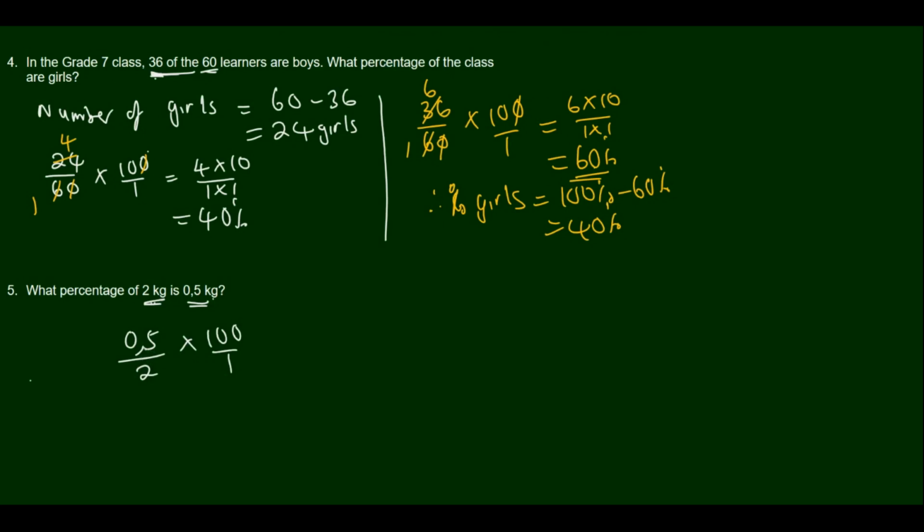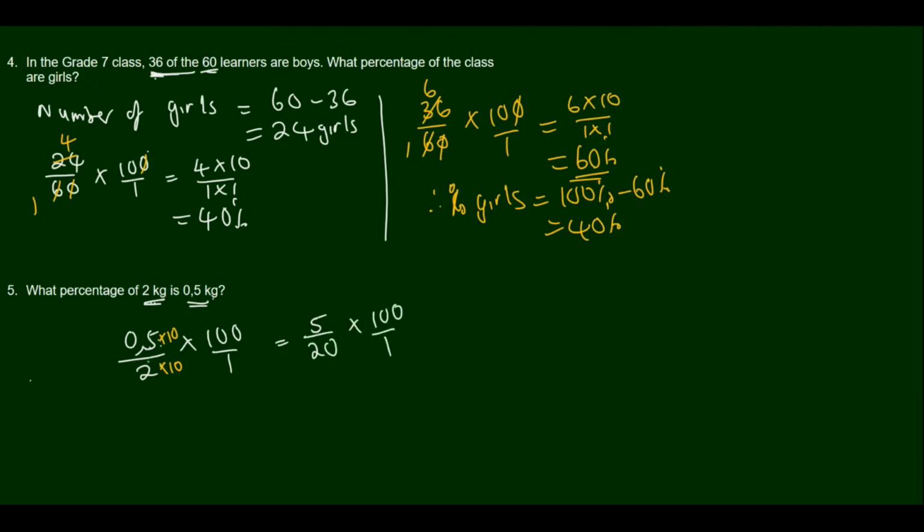There's 0.5 here. To get rid of this, I have to multiply it by 10. So if I multiply the numerator by 10, I must multiply the denominator by 10. So we say times 10 here, then times 10 there. Then what are we left with? We have 5. If you multiply 0.5 by 10, get 5 over 20 times 100 over 1.